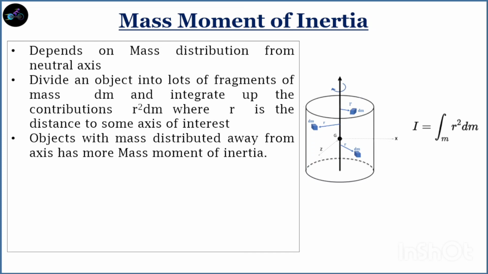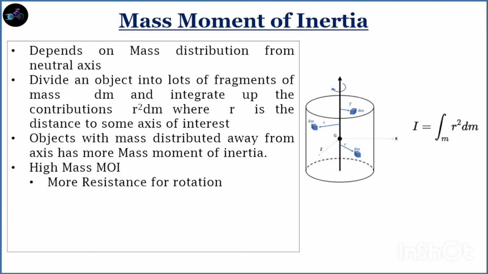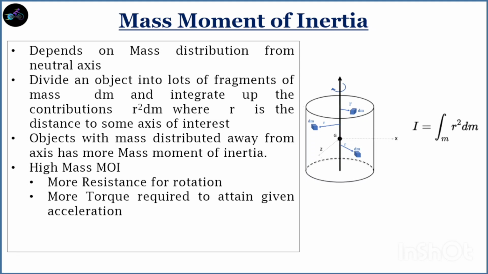Okay. So the objects which are having the mass distributed away from the axis will be having more mass moment of inertia, and vice versa, the objects with the mass distributed near to the axis will have less mass moment of inertia. So you can say that if the body is having a high mass moment of inertia, it has more resistance for rotation. That means more torque is required to attain a given acceleration. If you want to make it roll, you have to provide more torque for a body which is having a more mass moment of inertia.